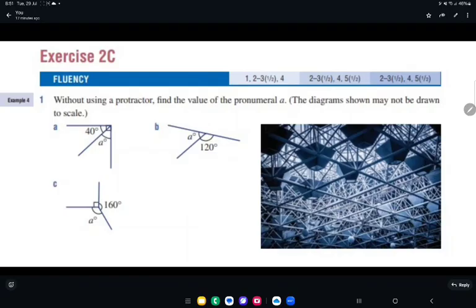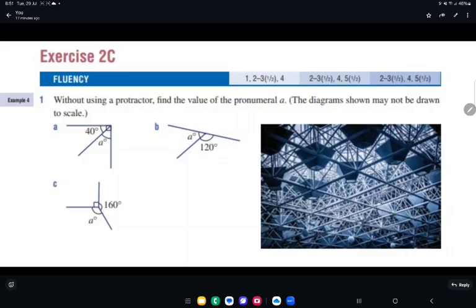Let's discuss in this video again the pair of angles. If you haven't seen my first part of pair of angles, you can watch that one. I'll be discussing questions in this video. Let's take a look. Ready?